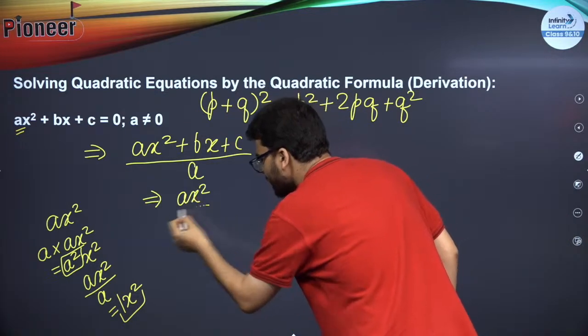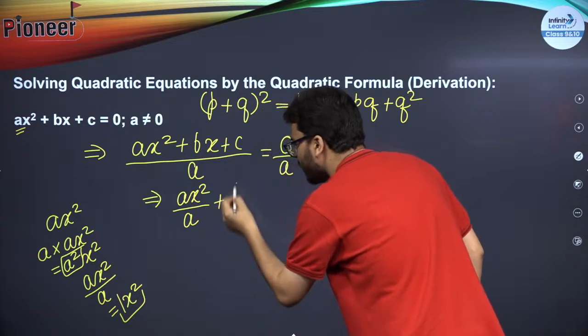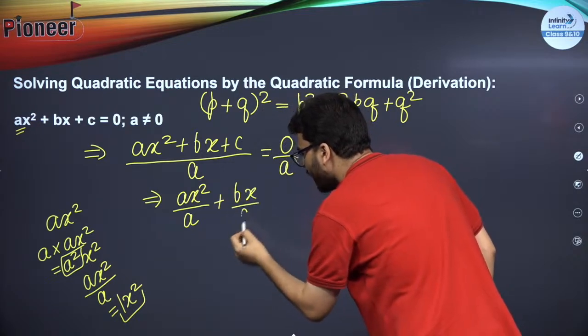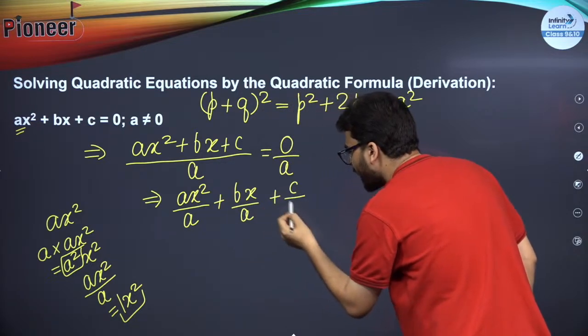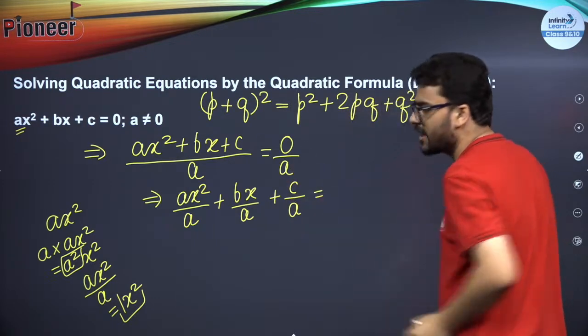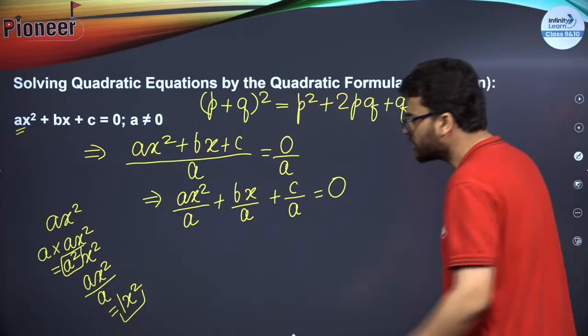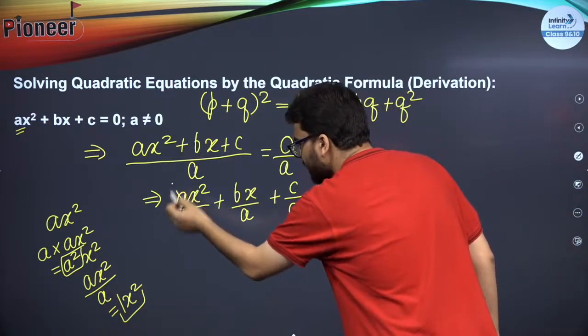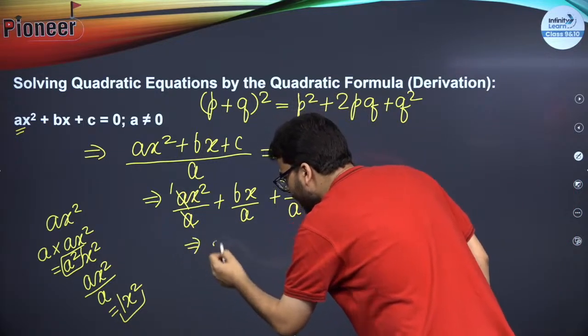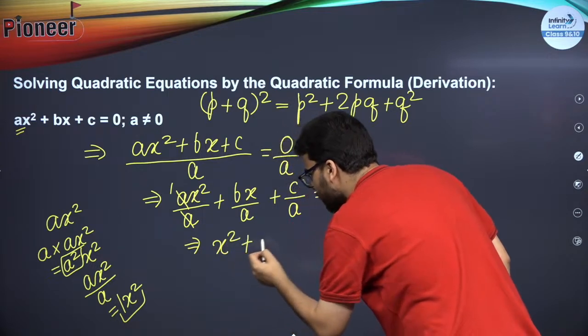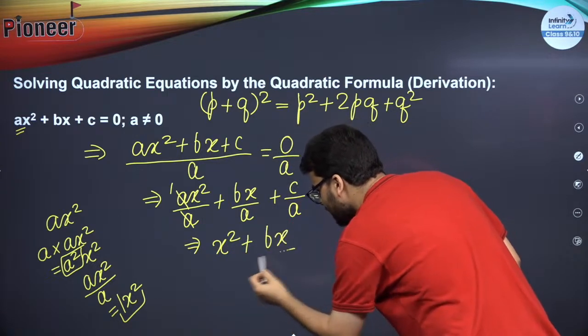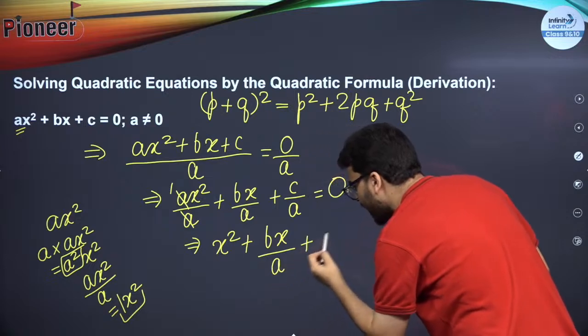Can I write it like this? Ax square by a plus bx by a plus c by a. I can do that, and on the other side of the equation 0 by a will be 0 only, correct? Now you see, this will be cancelled out over here, this will be 1. So I will be left with x square plus bx by a plus c by a.